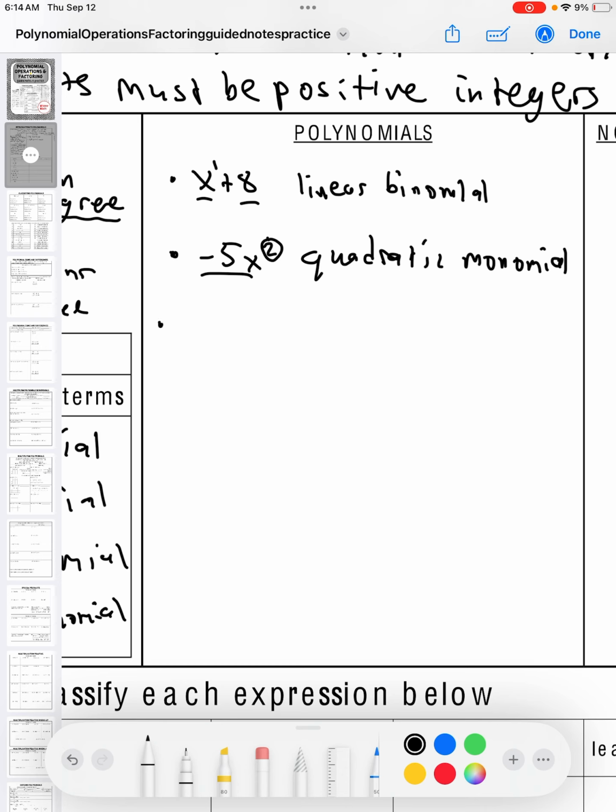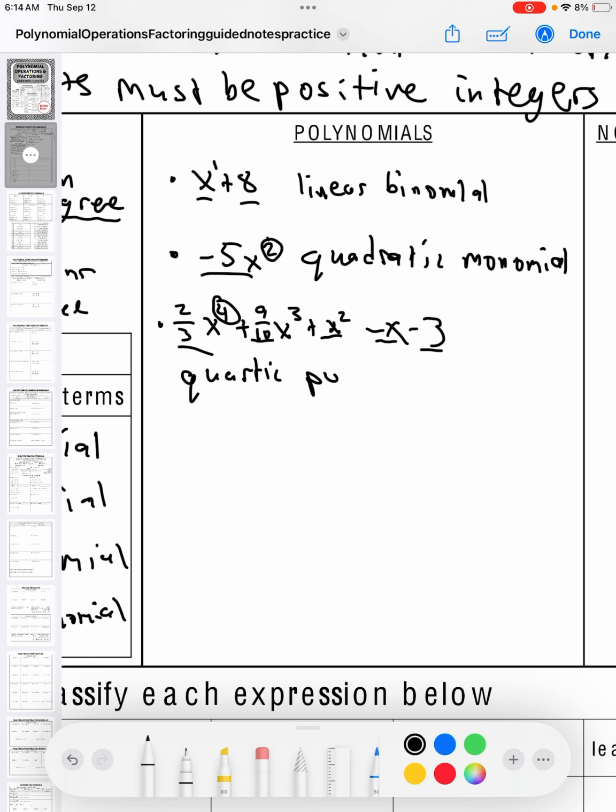We could have something like 2/3 x to the 4th plus 9/10 x to the 3rd plus x squared minus x minus 3. So here, this would be a quartic. It's quartic because the highest degree is 4. And there are 1, 2, 3, 4, 5 terms. So we're just going to say this is a polynomial. If it has 4 terms or more, we're just going to say it's a polynomial.